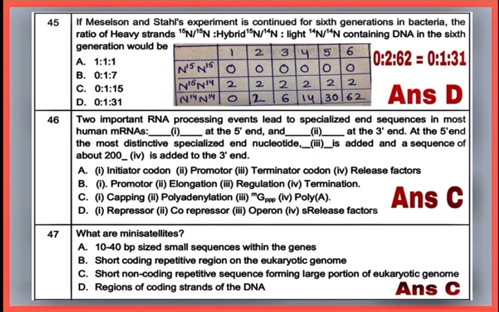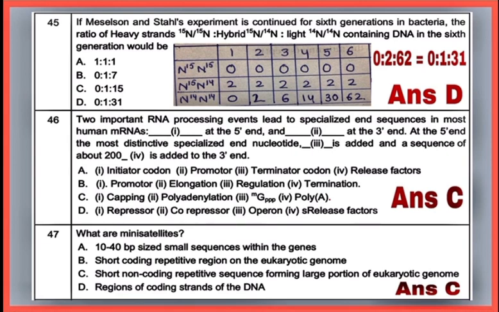Capping at the 5' end, polyadenylation at the 3' end. At the 5' end, methylguanosine triphosphate is added, and at the 3' end, a sequence of 200 polyadenylate is added.